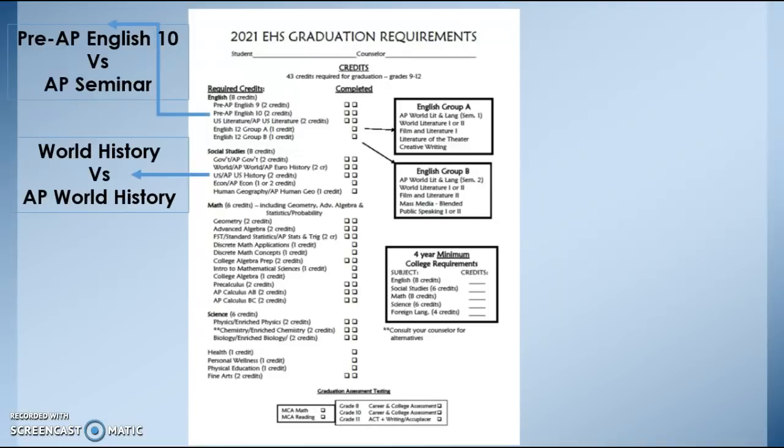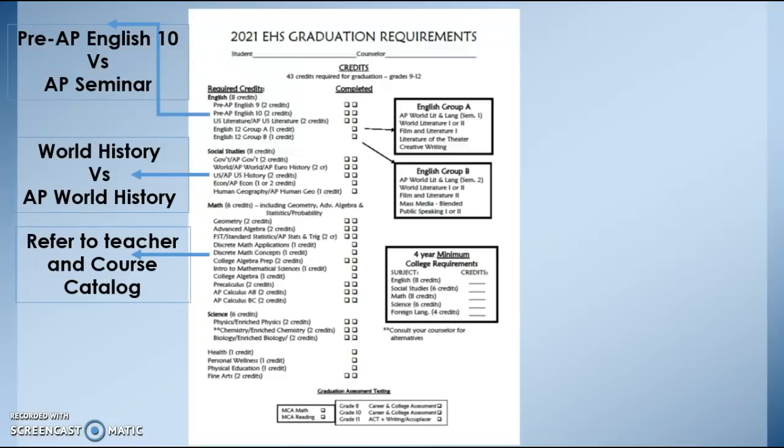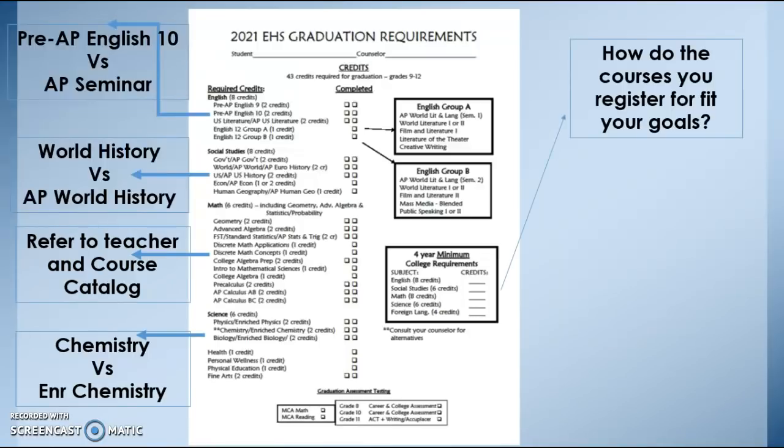Remember to ask yourself how the courses you are registering for fit your goals. If you're thinking about attending a four-year college, we encourage your academic four-year plan to have 4 years of core subject areas, including world language.